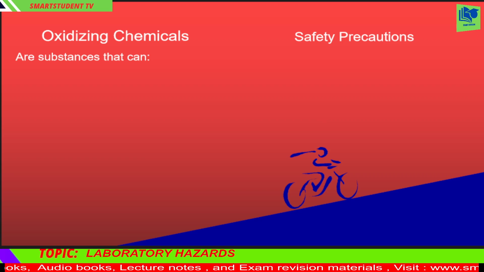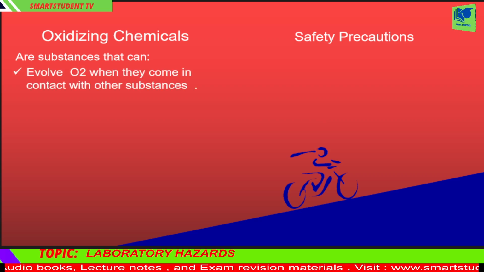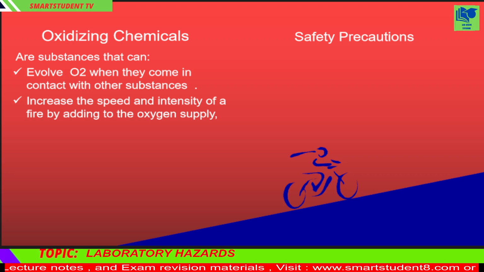B. Oxidizing chemicals. These are substances that evolve oxygen when they come in contact with other substances and may cause them to burn strongly or become explosive in presence of heat, e.g. peroxides, dichromates, potassium permanganate, chlorates, etc. Oxidizing chemicals can increase the speed and intensity of a fire by adding to the oxygen supply, causing materials that would normally not burn to ignite and burn rapidly.